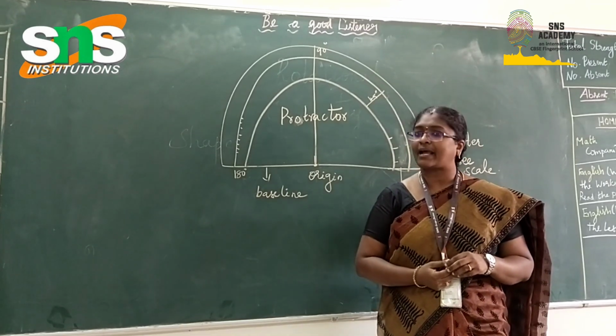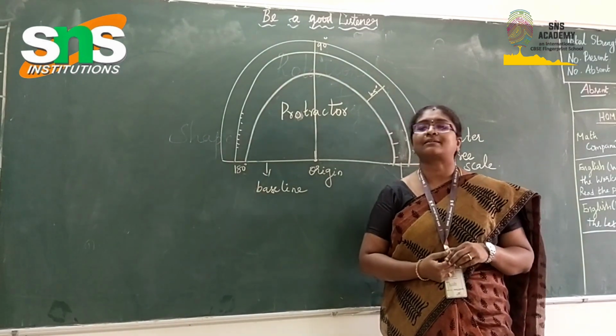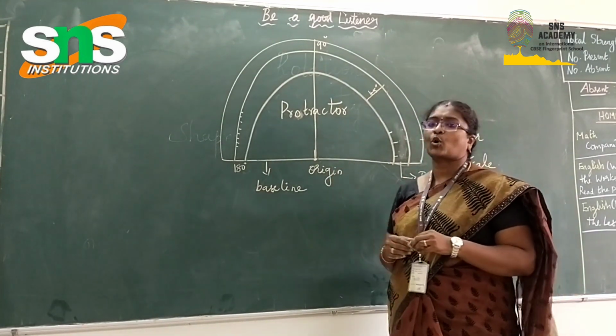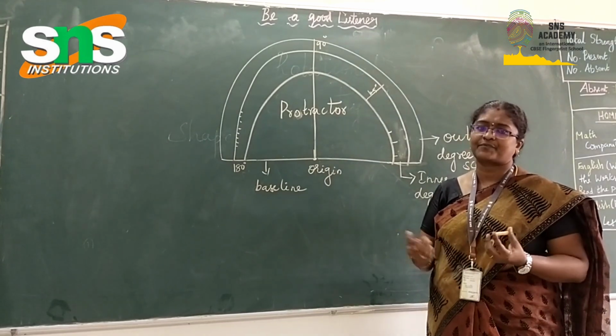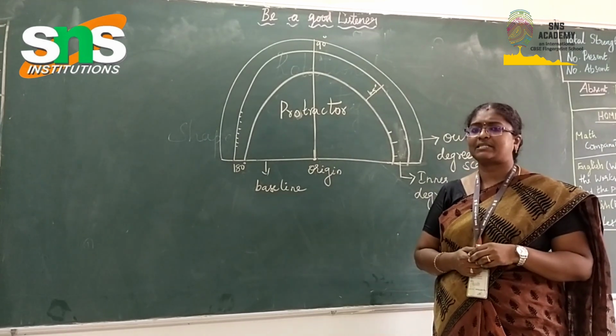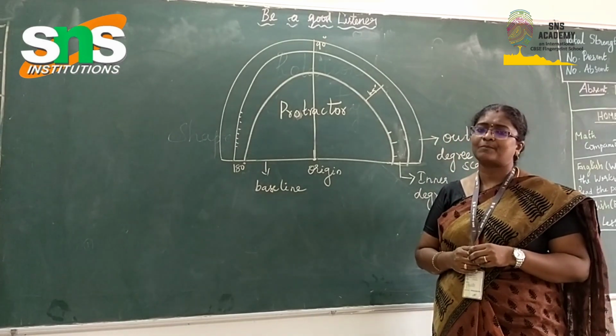It's not protector. Again, I'm telling you. Last time, sir, I made it very clear. It's protractor. Okay, children. So what is the shape of the protractor? It will be a half circle. It is nothing but a semicircle, and it has also got some parts.